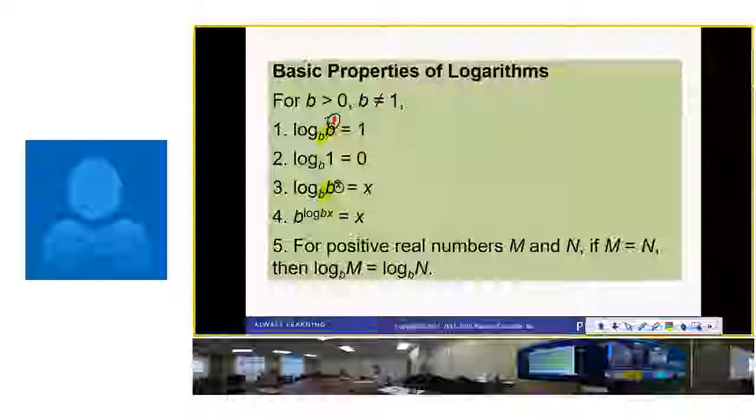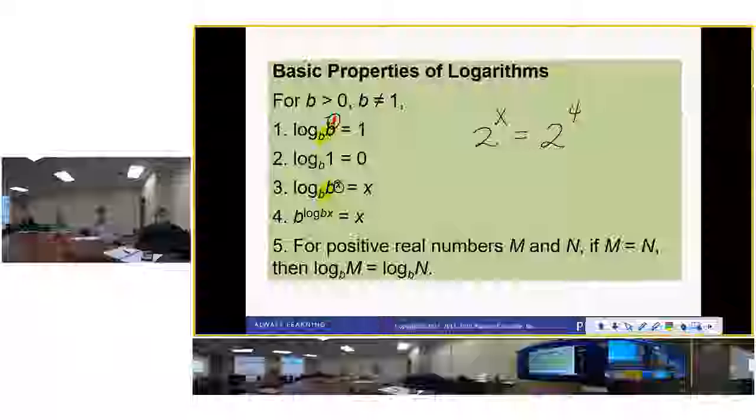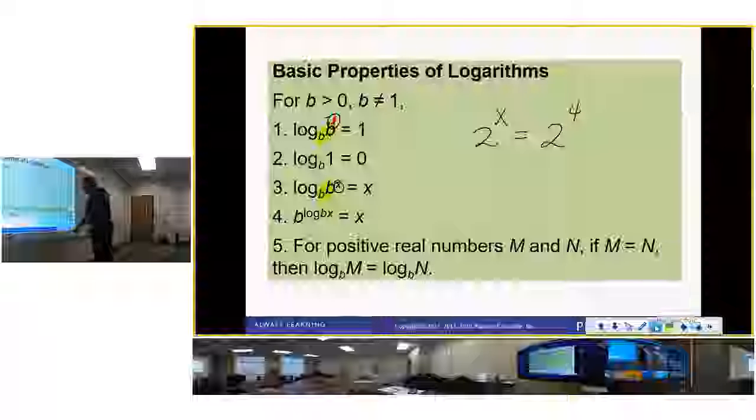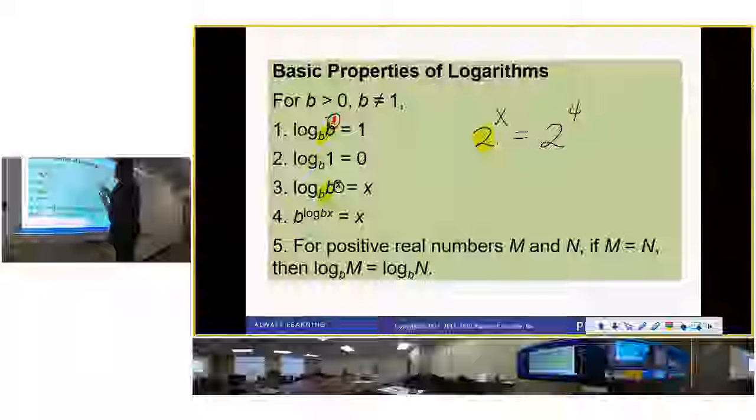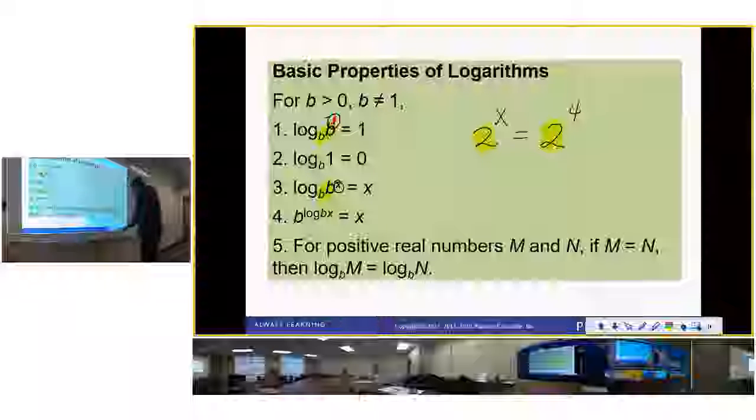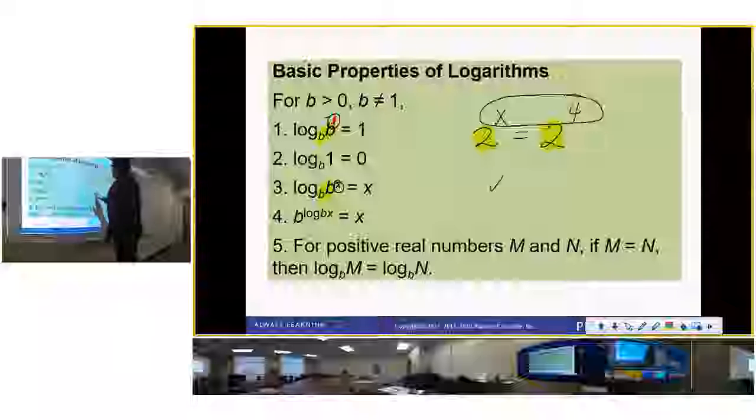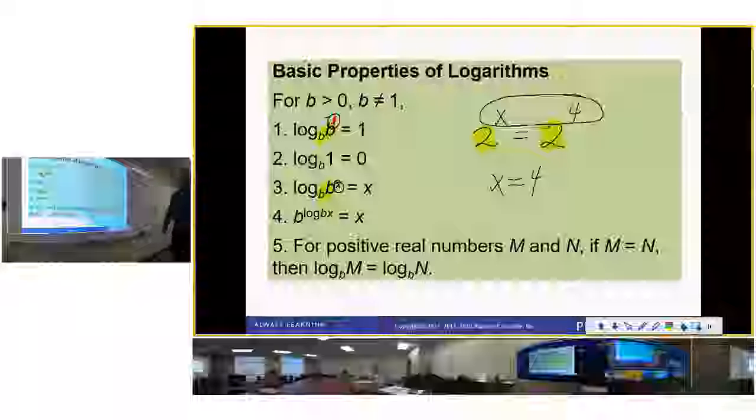Now, again, I wanted to bring this up because a lot of times people forget this one. Exponential: 2 to the x is equal to 2 to the 4. What's the answer to that equation? X is equal to 4. When the bases are the same, the exponents are what? Equal. Same. So x is equal to what? You're going to need that later on.